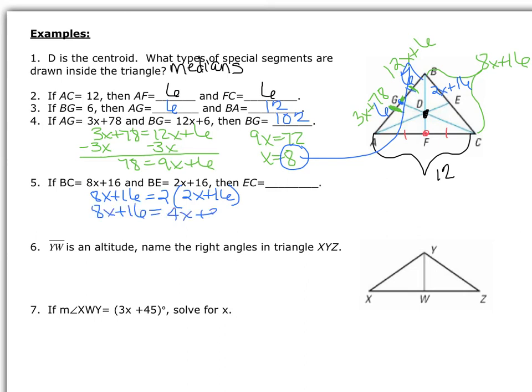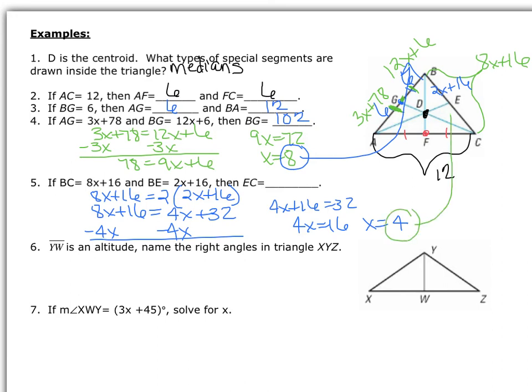Distribute your 2. Then we're going to go through and solve. So subtract 4x. So 4x plus 16 is equal to 32. 4x is equal to 16. X is 4. The question is find the length of EC. So you've got to take this 4 and plug it back in right here. That's 2 times 4 is 8. 8 plus 16 is 24. Well, since BE is 24 right here, then EC is also 24 because E is the midpoint.